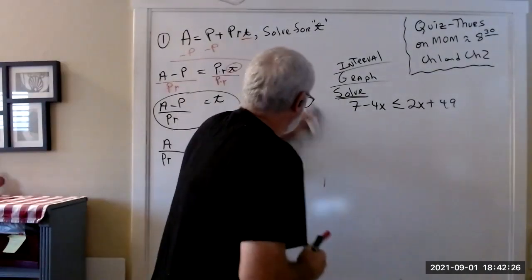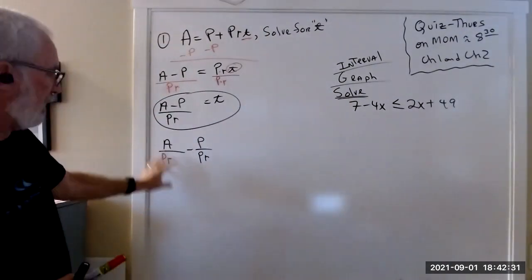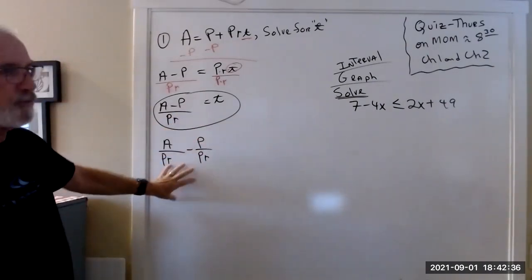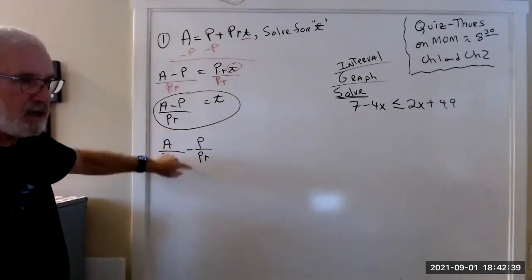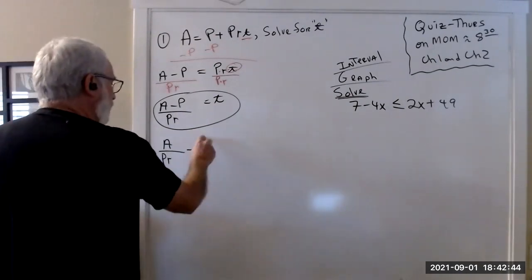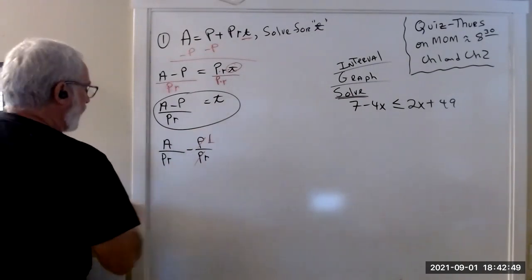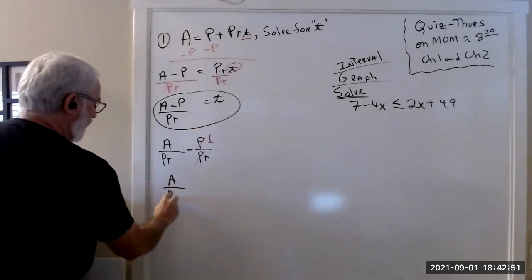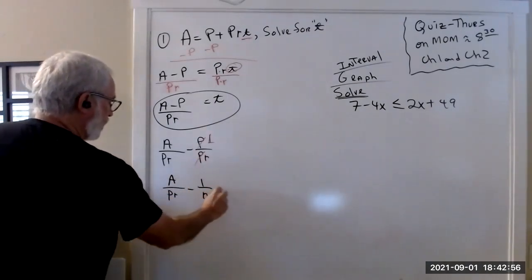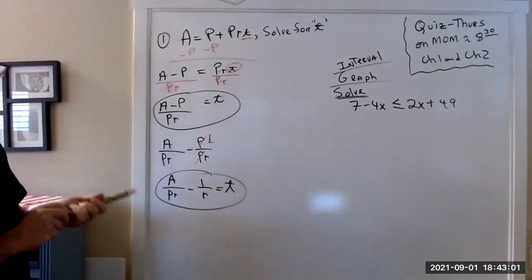But this is wrong, because if you separate it, while separating isn't wrong, leaving it in this form is wrong, because these P's cancel. So they cross cancel, and remember, technically they leave a 1 up there. So you could have A over PR minus 1 over R equals T. That would also be acceptable.